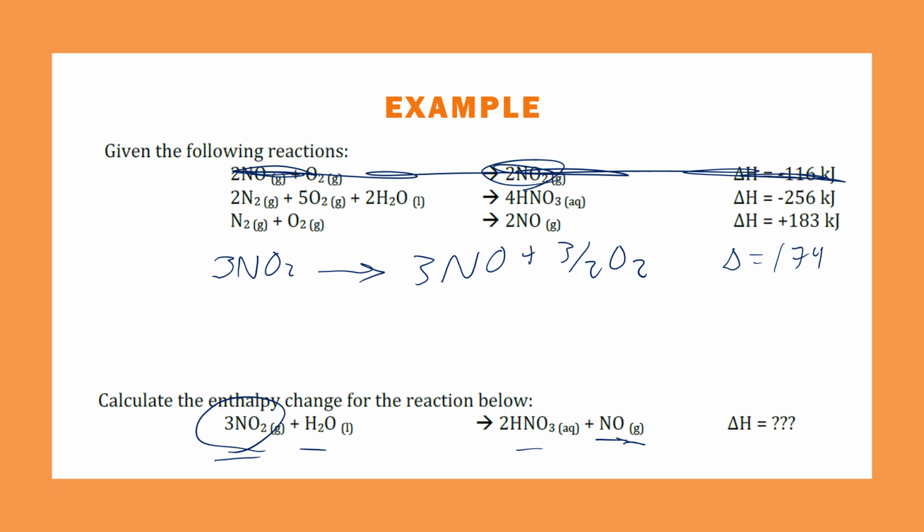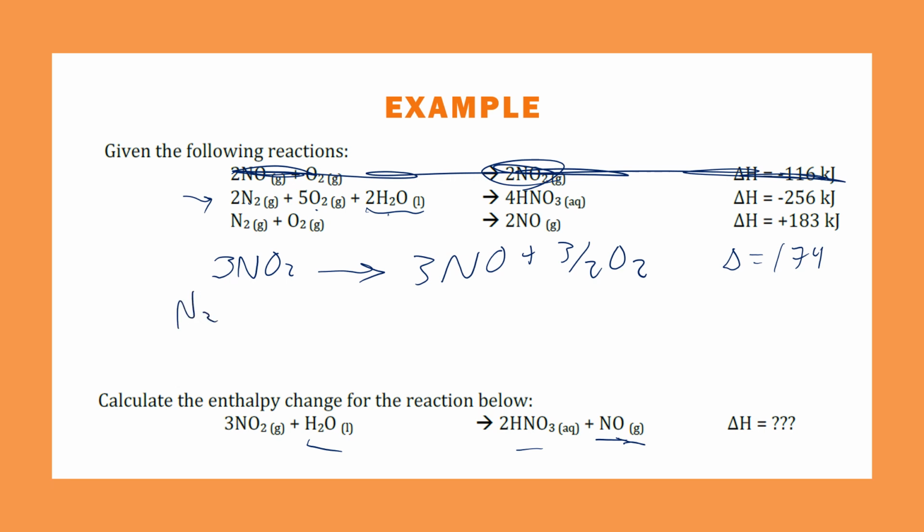All right, now look at the next one. So I have NO2 on the correct side. Next thing, N2 is not in my overall. O2 is not in my overall, but H2O is. Water is on the right side, and I don't see water in any of the other reactions. So it's on the correct side, but it's the wrong number. So I need to multiply this second reaction by 1/2.